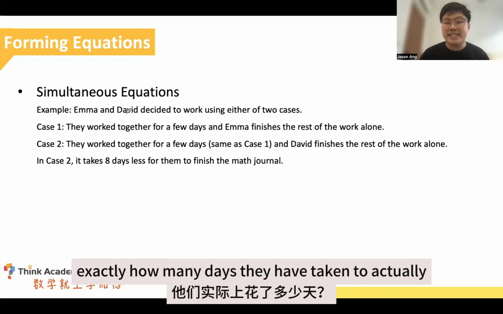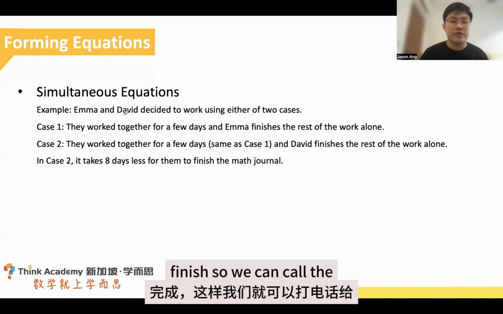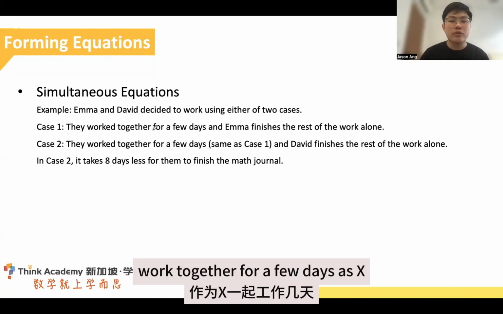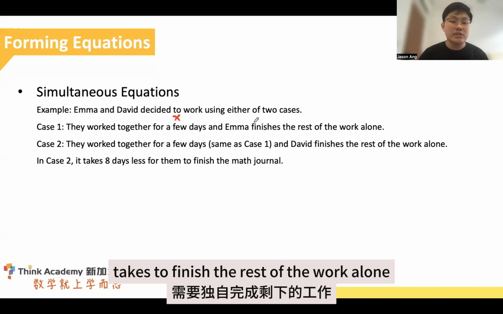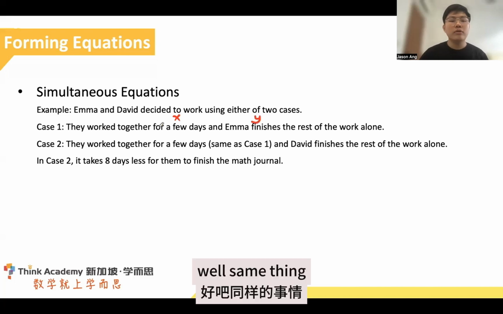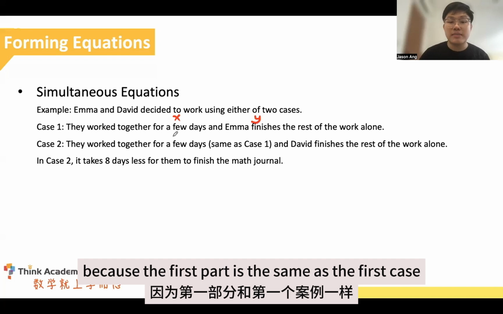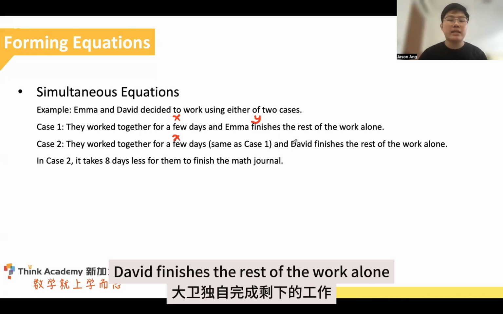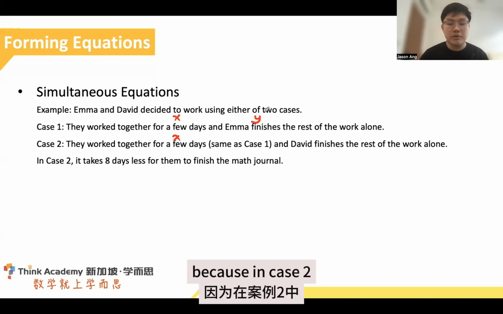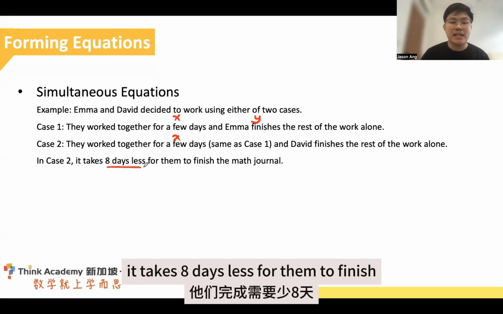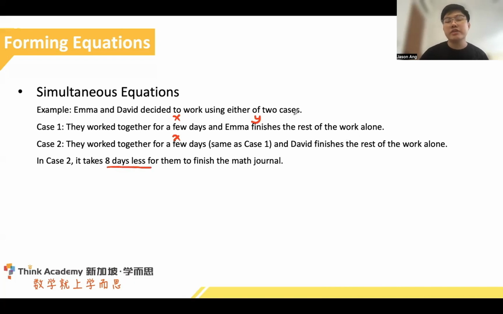Let's say we are not sure exactly how many days they have taken to finish. So we can call the days they work together X, and the number of days that Emma takes to finish the rest of the work alone Y. Same thing, because the first part is the same as the first case. The second part, David finishes the rest of the work alone, but there is a little bit of a difference, because in case 2, it takes 8 days less for them to finish. Since the first part has to be the same, the second would be the difference. We can write Y minus 8.